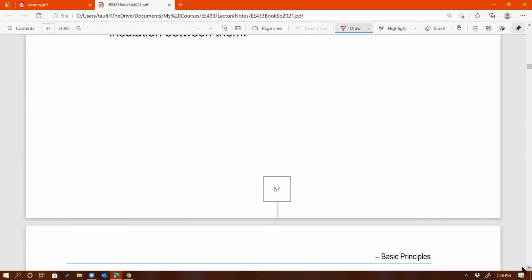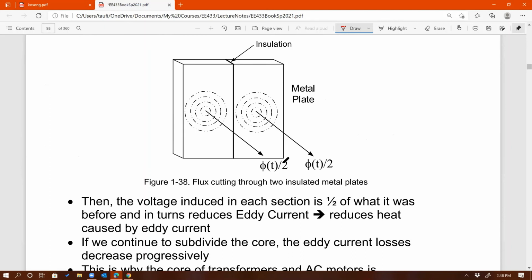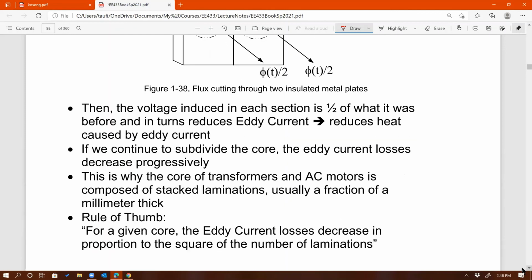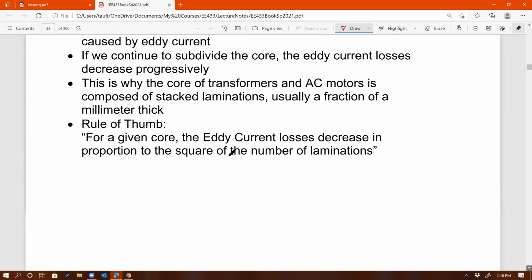Divide it into 2 sections, and you get less flux. Flux now being halved instead of full flux. Now you have flux over 2 for one portion of the metal plate, and the other half for the other metal plate. So you reduce the loss by doing this, right? But of course, dividing it by 2 is not going to be enough, right? You have to divide it by many segments. That's what we call laminations, right?